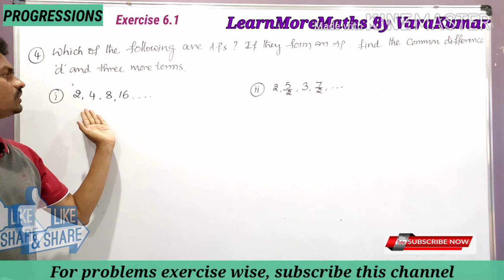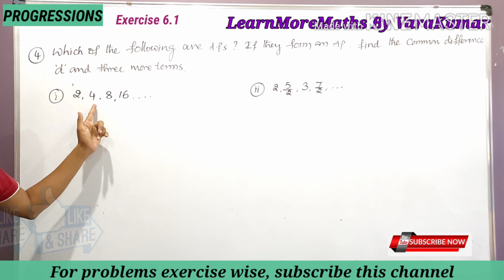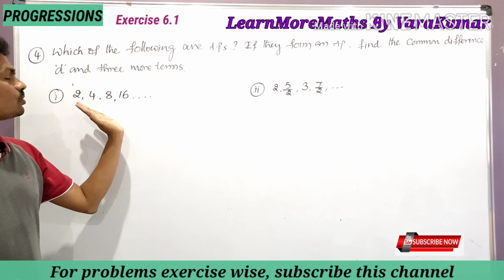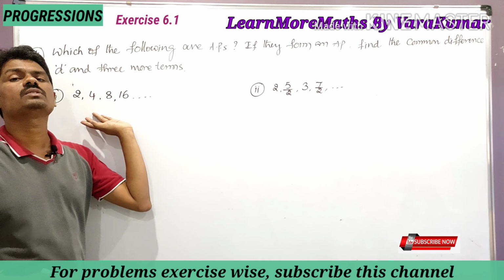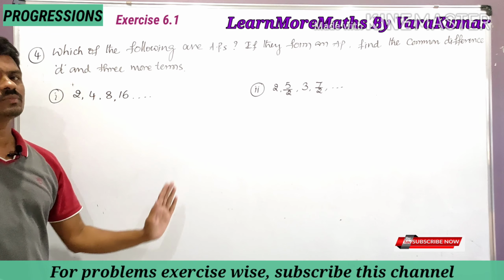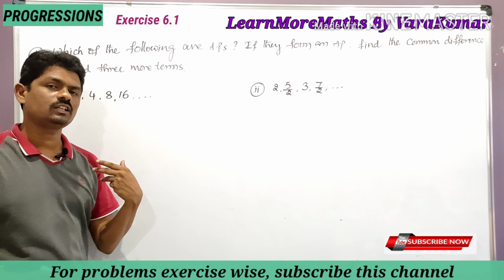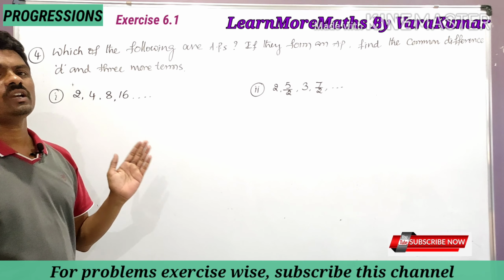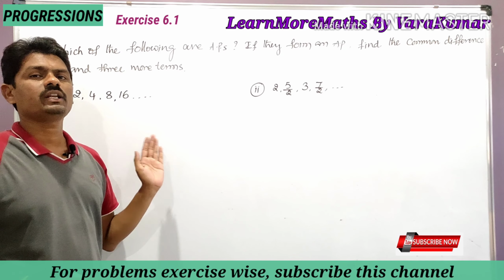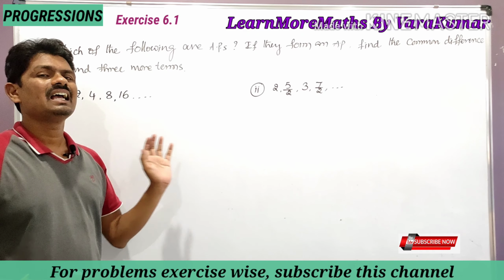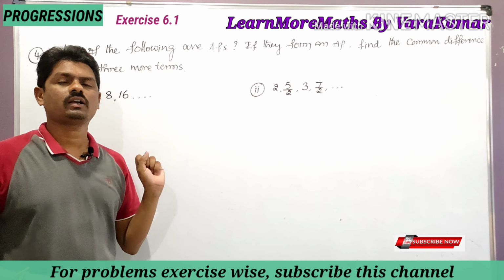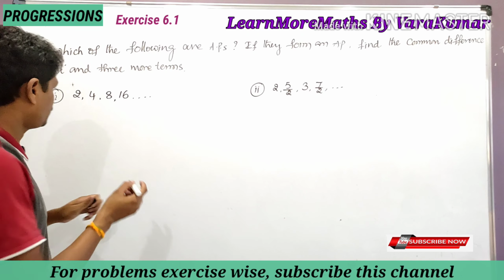So this is the first bit. He has given 2, 4, 8, 16. First we have to find whether it forms an AP or not. If it forms an AP, we have to find the common difference and three more terms. How can we check whether the given series forms an AP or not? By finding the common difference we can check.